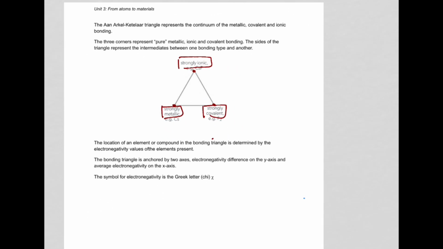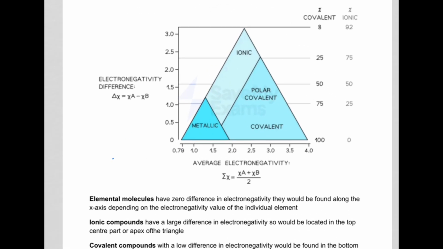The location of an element or a compound in the bonding triangle will help us know what type of bonding is present in that substance. And this is determined by the electronegativity values of the elements in the compound or in that substance. In the bonding triangle, you have two axes, as you can see here. On the y-axis, you have electronegativity difference. Electronegativity is represented by chi, like this.